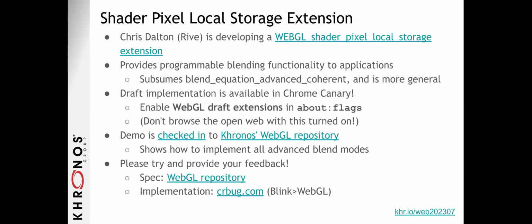So in order to try it, you just turn on WebGL draft extensions in about:flags. I recommend that you do not browse the open web with this turned on, but certainly do try out the pixel local storage extension locally in your own applications. There's a great demo checked in to Khronos's WebGL repository that will work if you click this link and if you have it turned on as a draft extension.